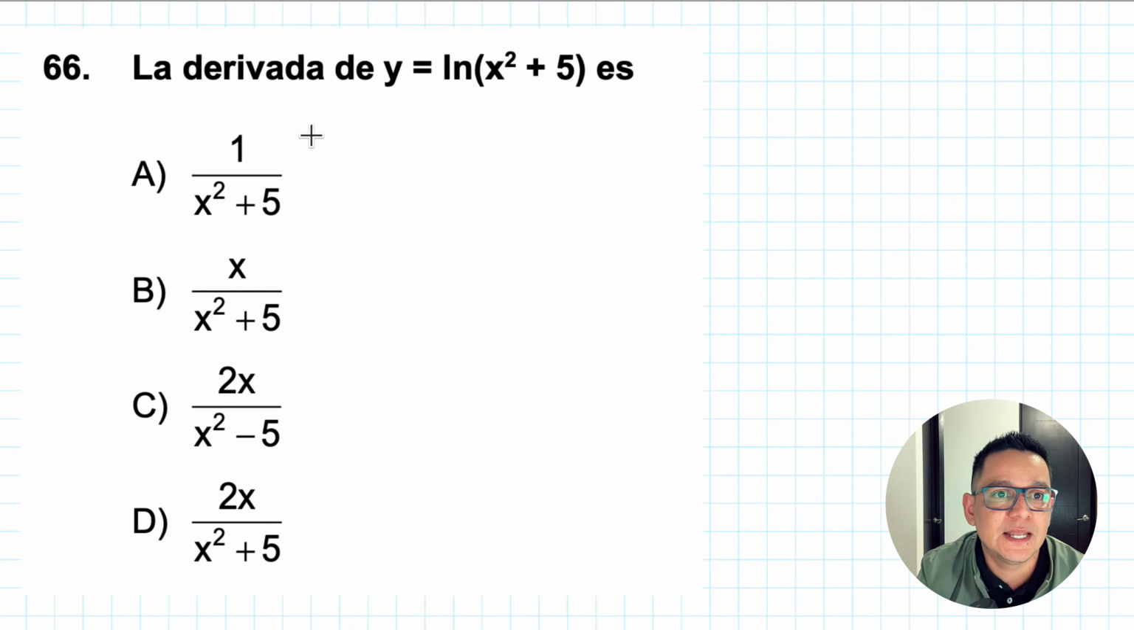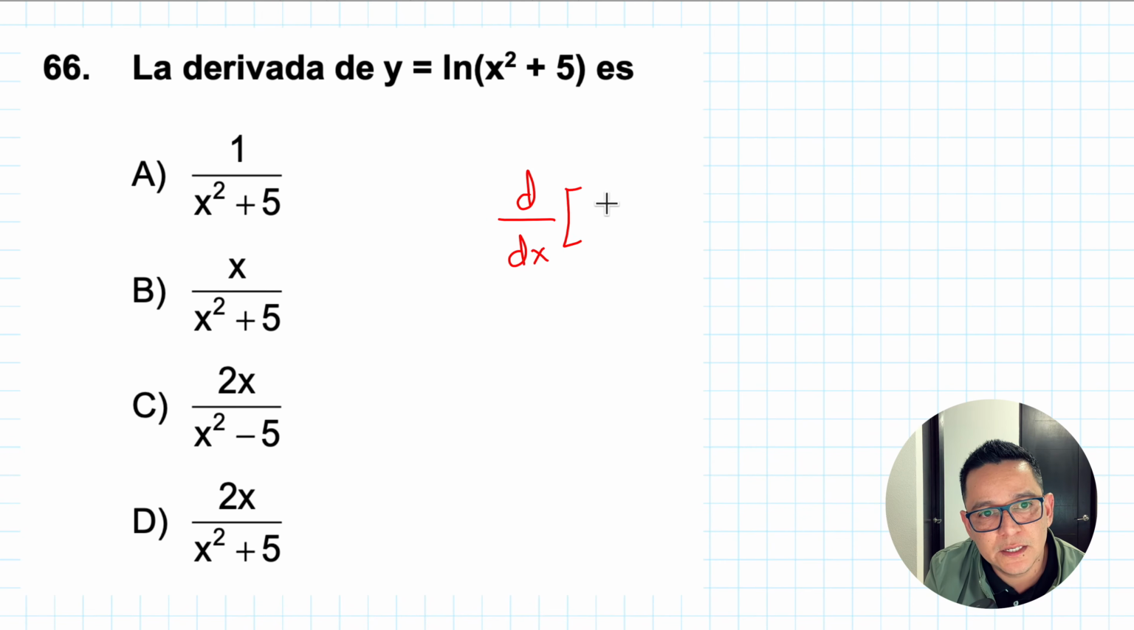It says the derivative of y equals the natural logarithm of x squared plus 5. Well, here you should also remember that there's a formula for this. I'll write those down so we can find the logarithm's derivative. I'll write the derivative. Let me write it in red. The derivative with respect to x of the natural logarithm of v, I'll write it like this, is equal to the derivative of v. Let me write it with a prime over v. Okay, that's what we need to do.